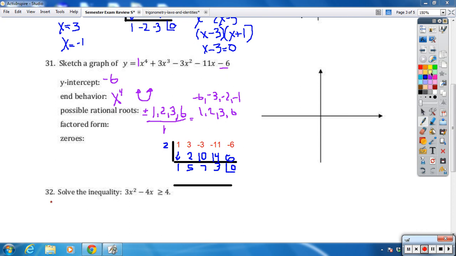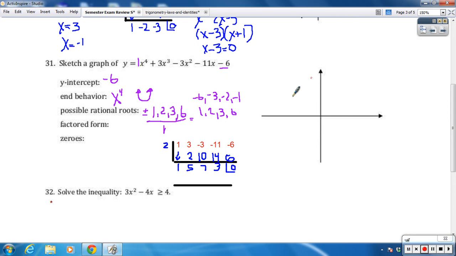Alright, at this point I still have 4 coefficients, which means I went from a fourth power to a third power, or a cubic, so I still have to do at least one more synthetic division. I know one of my zeros is at x equals 2, so I have to do at least one more before I could rewrite it as a quadratic.